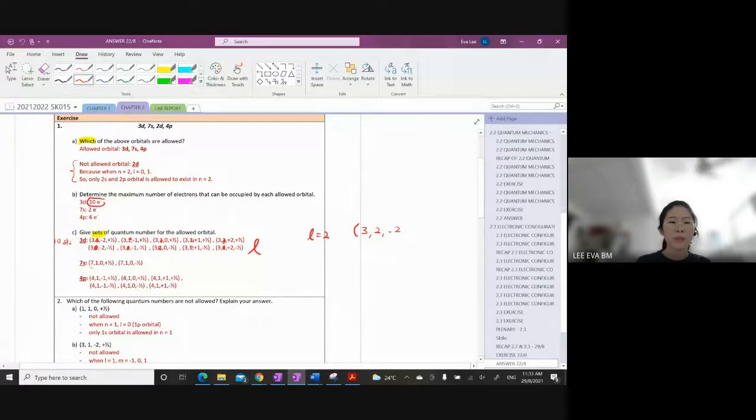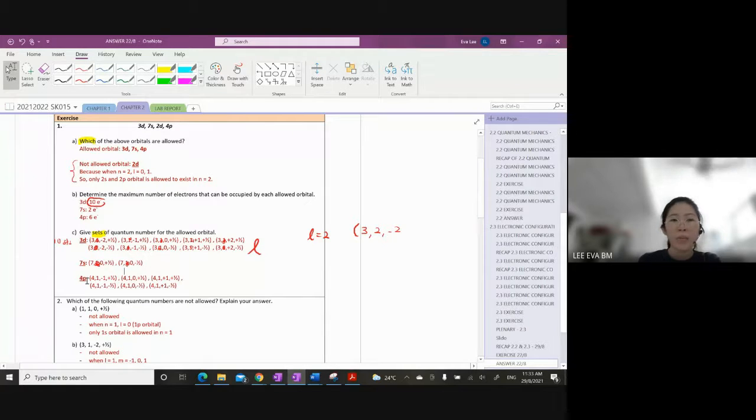So 7. What a lot of mistakes over here. This one should be 0. 7, 0. Okay, and then this one also 7, 0. The orbital n value is only 1. Okay, so change a little bit. For this one is 0. For this one is also 0. So 7, 0, 0, positive half, and then 7, 0, 0, negative half.